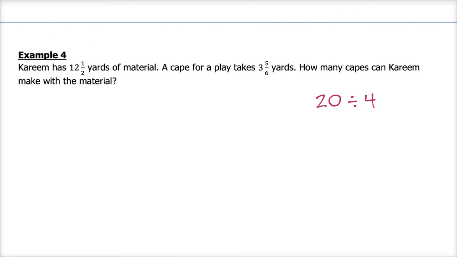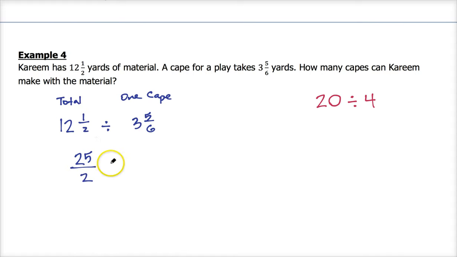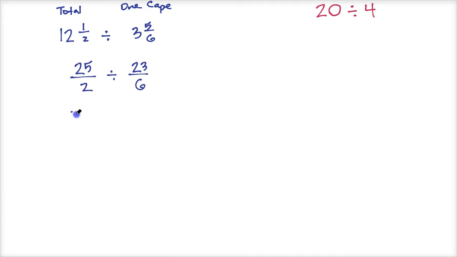So for our problem, it's going to be 12 and 1/2, that's the total amount of material, divided by 3 and 5/6, that's the amount for one cape. Okay, so this is going to be 2 times 12 plus 1, which is 25 halves. So 25 halves divided by 3 and 5/6 becomes 6 times 3 is 18, plus 5 is 23, so that's 23 sixths. I need to keep, change, flip, so this is 25 halves times 6 23rds.